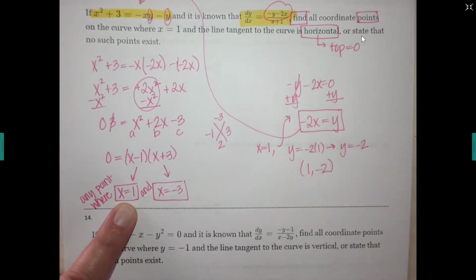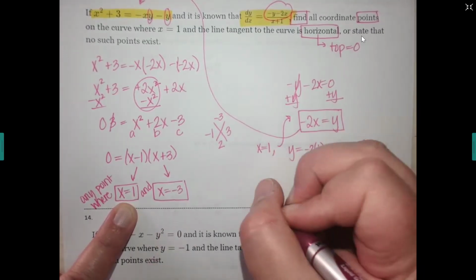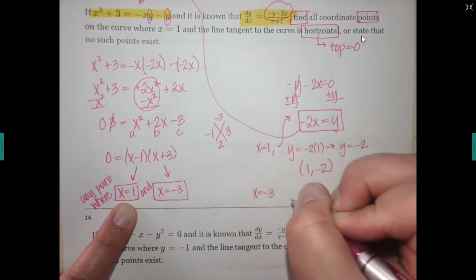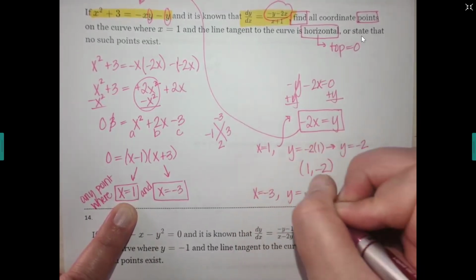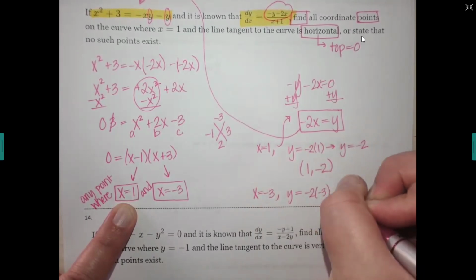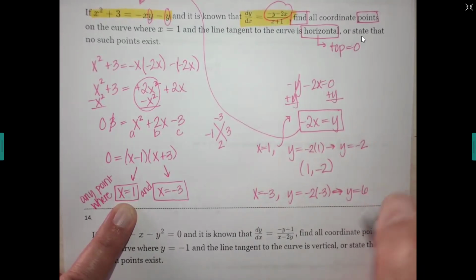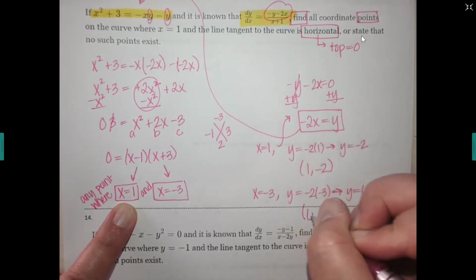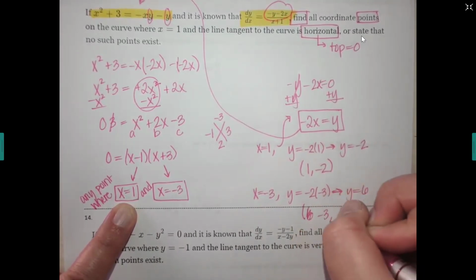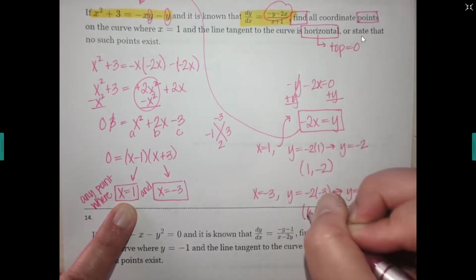Now, 1 wasn't my only answer. I also got a negative 3 answer. So if my x is a negative 3, that means my y is negative 2 times negative 3, which means my y is a 6. So my second ordered pair would be negative 3, comma 6.